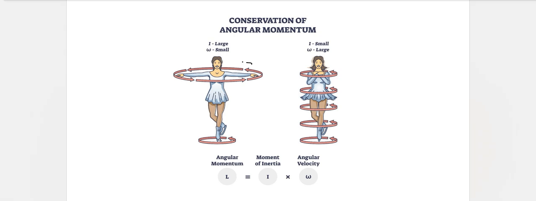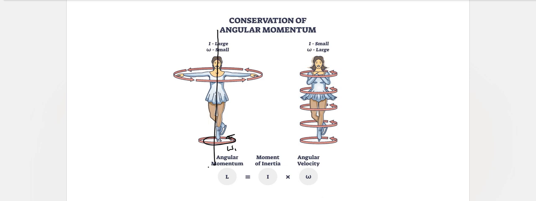So let's talk about this skater here who's rotating at some angular speed represented by, I like to call these squirrely vectors, I'll call this omega 1 here. And this skater has an axis of rotation that looks like this.